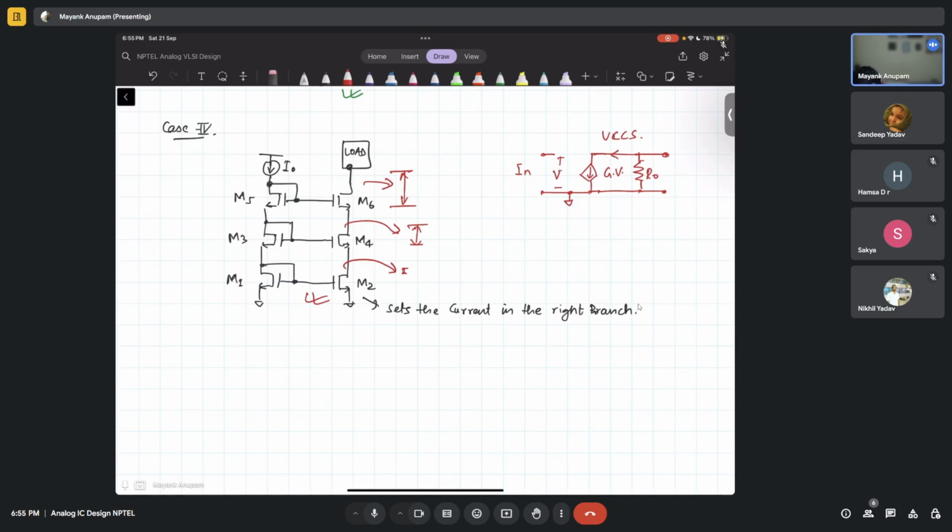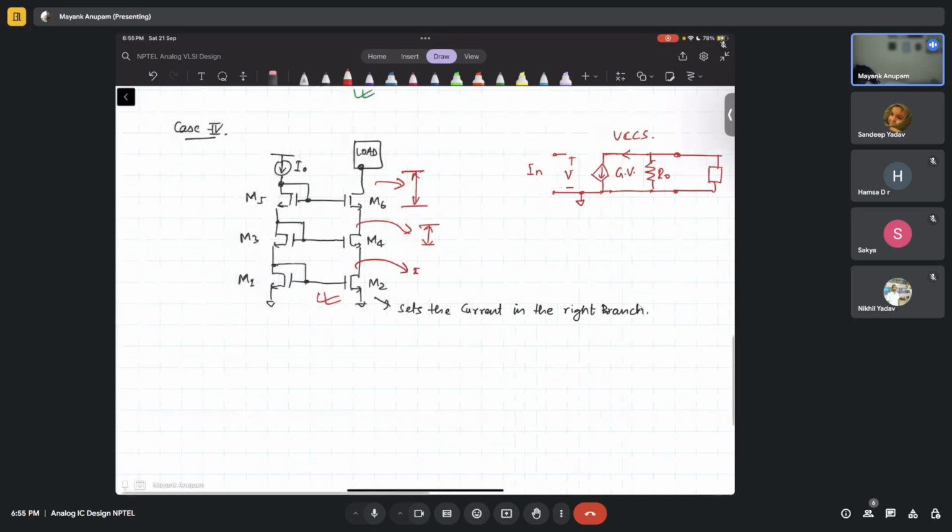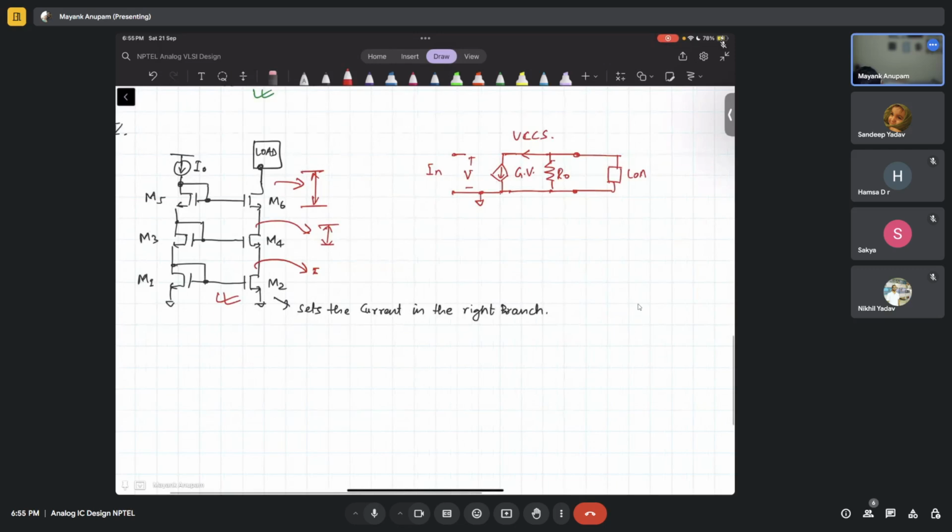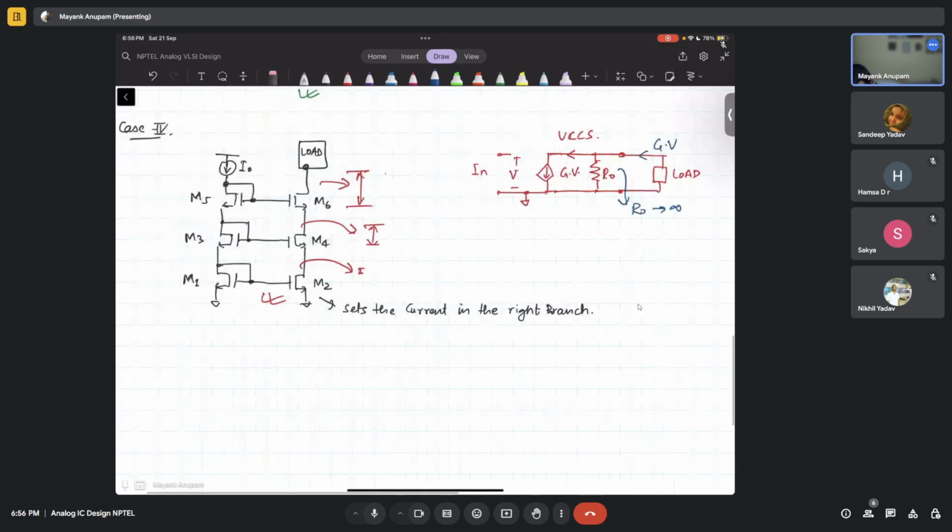So at the output side, you would like to connect some load. The idea is that you want to make sure that all the G times V current flows through this only. So when will that happen? That will only happen when your R out is infinite. Basically, this is what you're trying to ensure here also.